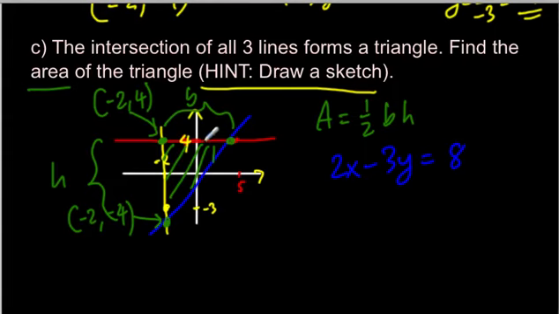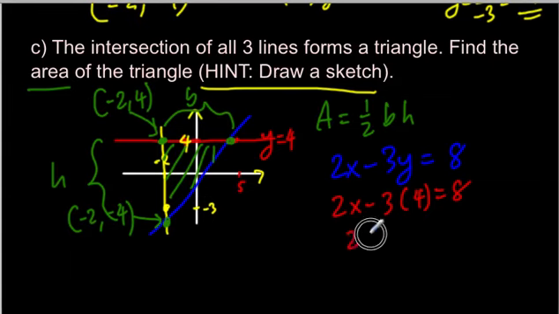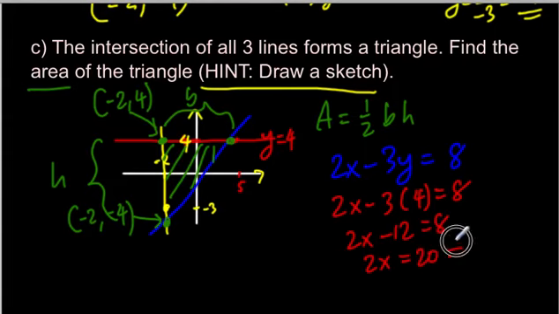So remember, it intersects with this horizontal line, which we said was y equals 4, right? So if y equals 4, all we have to do is plug that in there and then figure out what that coordinate is. So it's 2x minus 3 times 4 is equal to 8. 2x minus 12 is equal to 8. 2x is equal to, if I add 12 to both sides, 8 plus 12 is 20, right? And therefore x is equal to 20 divided by 2, which is equal to 10, right?